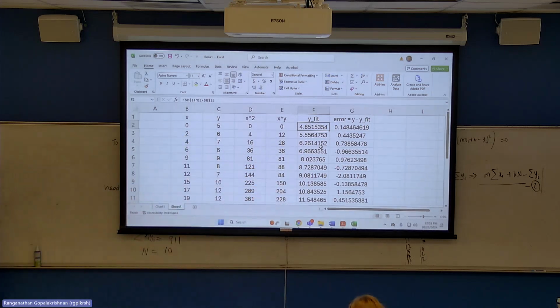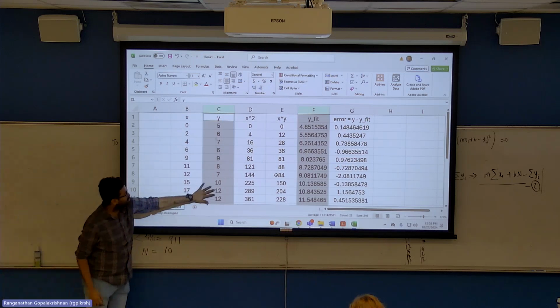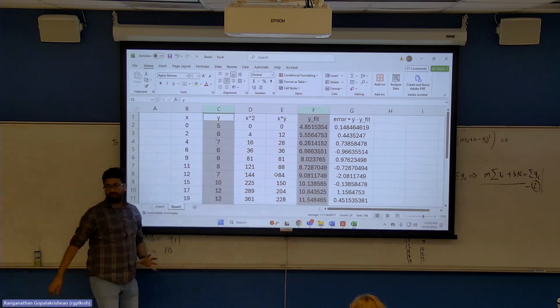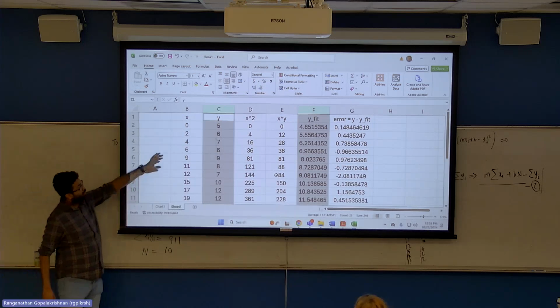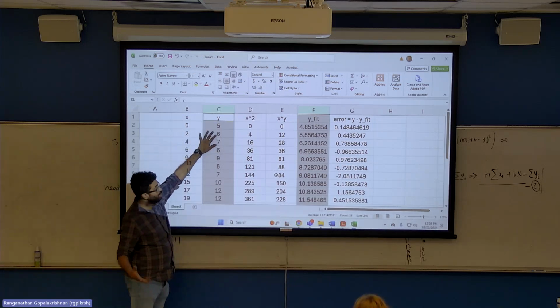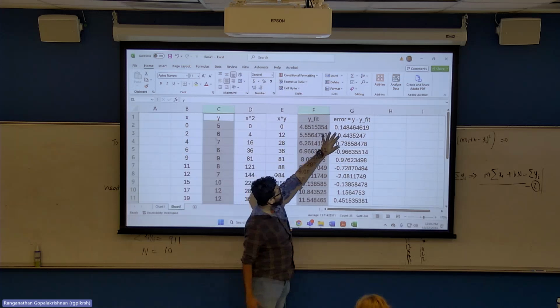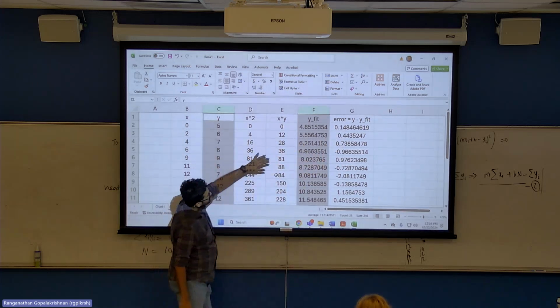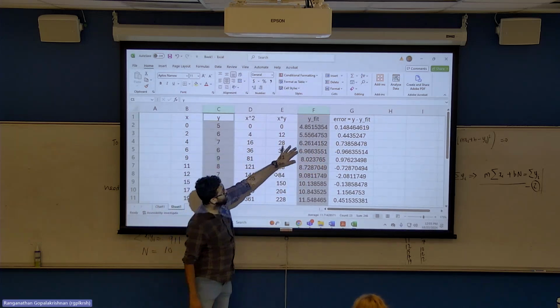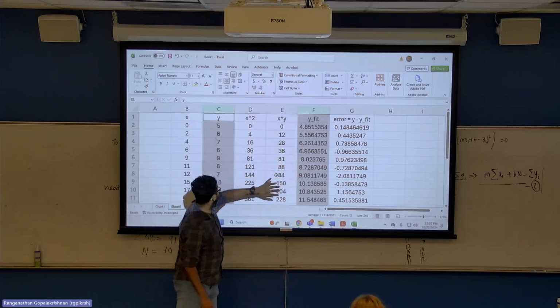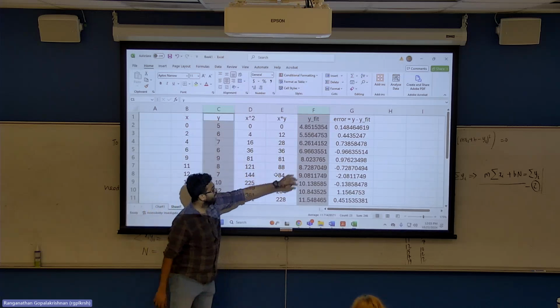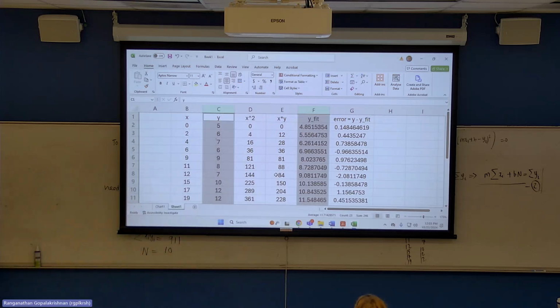First thing I want you to do is to compare Y fit with the corresponding true value of Y. This is your raw data. This is the approximation to your raw data. You get 5, and in the raw data, you get 4.85. So that's a difference of 0.15. 6, 5.55. 7, 6.26. 8, 6.96. 9, 8.02. What are you seeing here? There are significant differences.